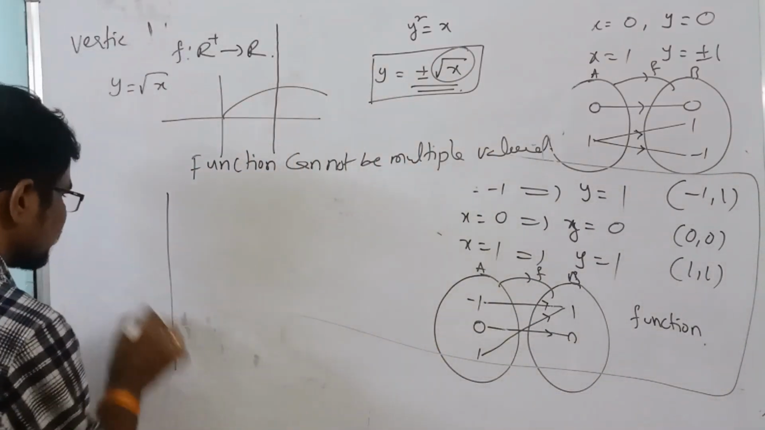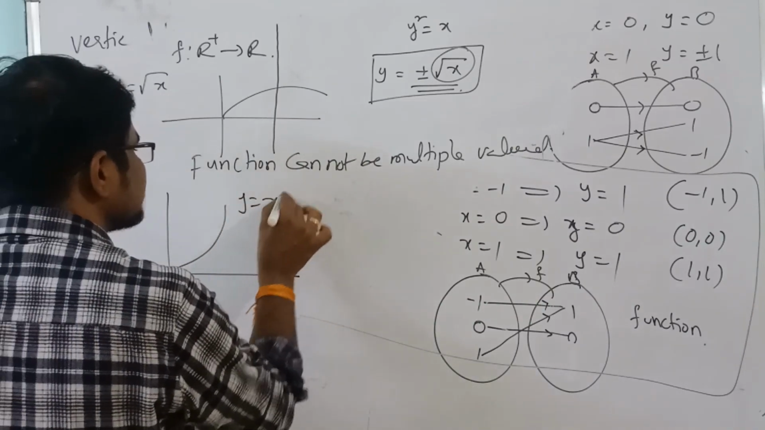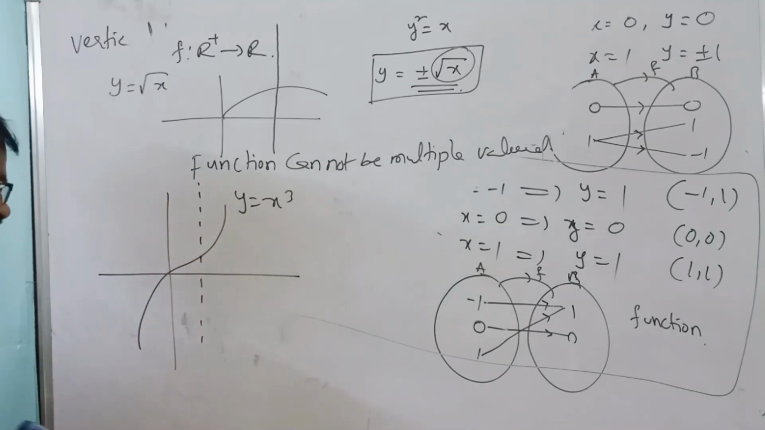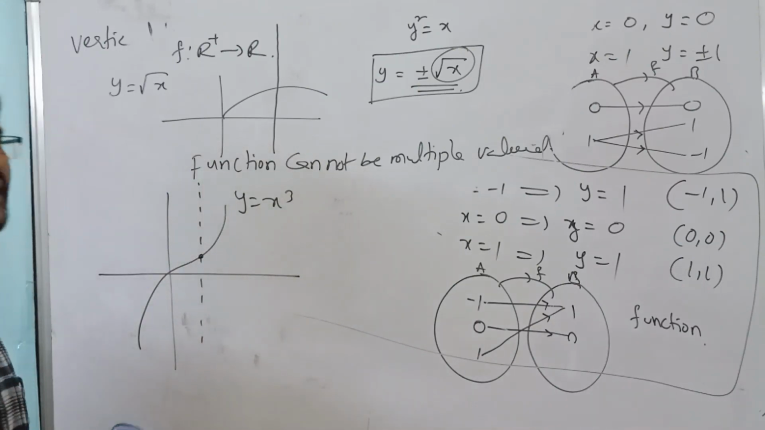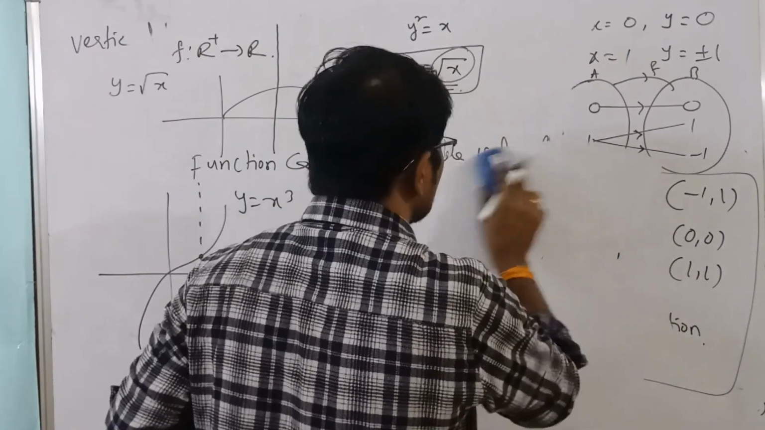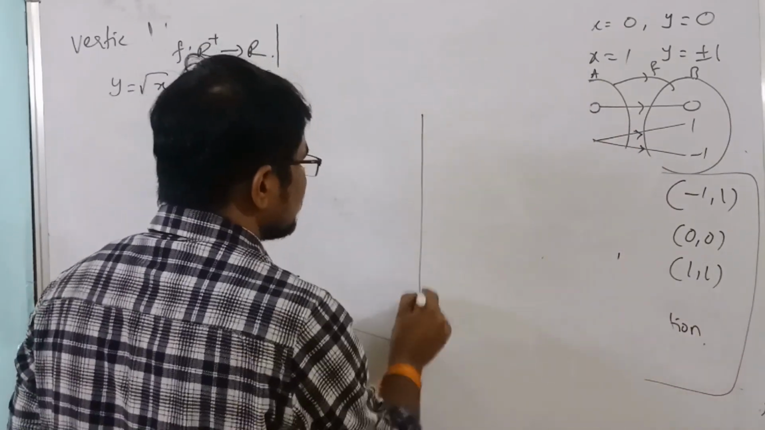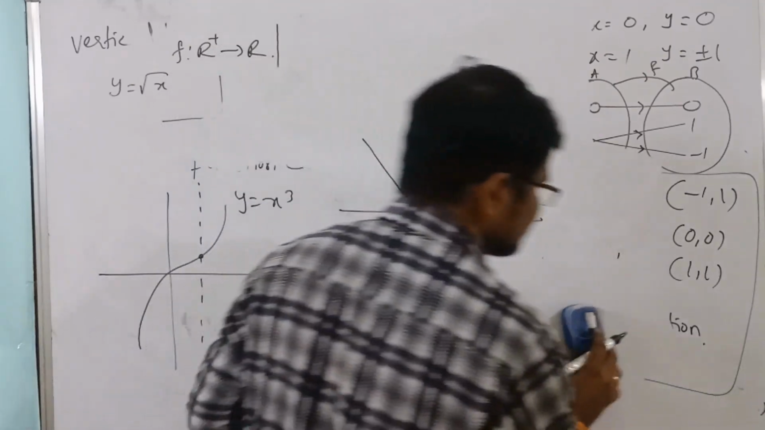And take one more graph like this. This is the x cube graph, y equal to x cube. It is a function because if you draw a line parallel to the y-axis, it intersects the graph at only one point. Next, take the modulus function. If you take the modulus function, it is also a function.